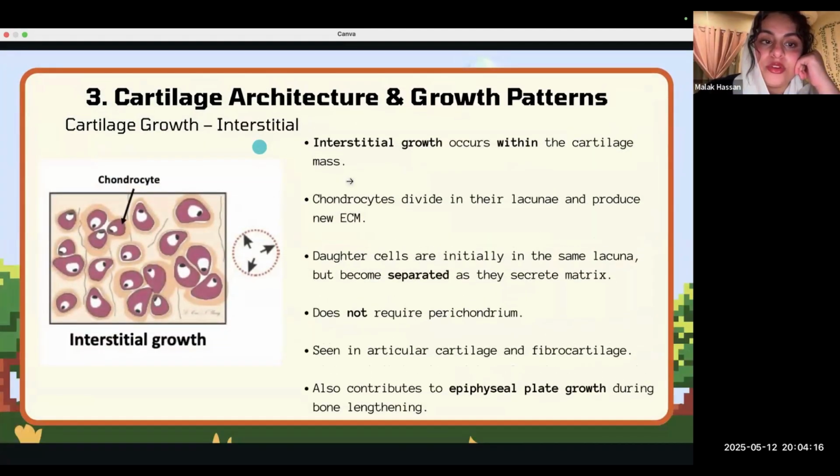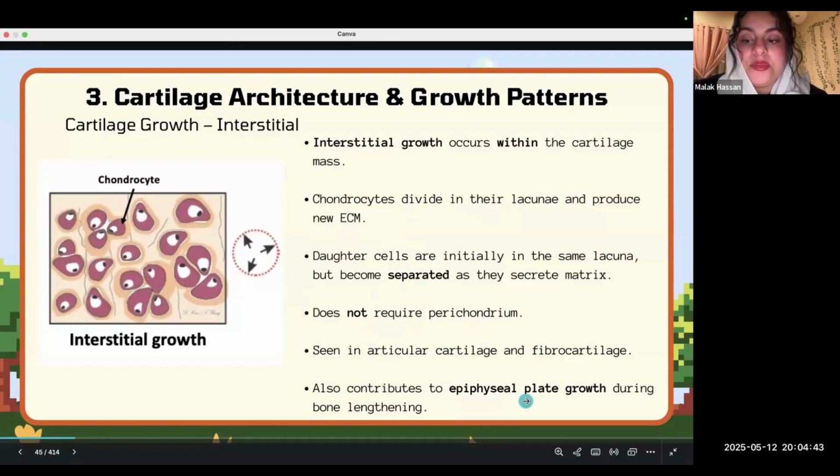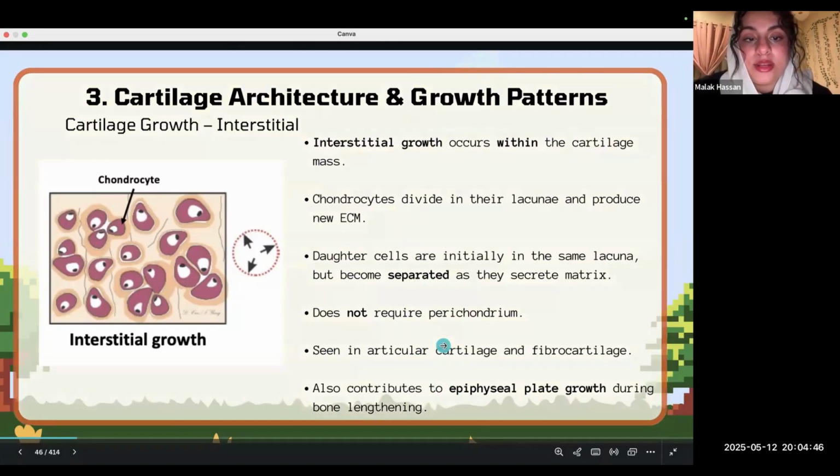There's also interstitial growth, which happens within the mass of the cartilage itself, okay? Now, chondrocytes will divide in their lacuna and they're going to produce new ECM. And the daughter cells, they're initially going to be in the same place, but then they separate as they secrete matrix. And this type does not require perichondrium. So since it does not require perichondrium, we can see it in articular and fibrocartilage. And this contributes to the growth of the epiphyseal plate during bone lengthening.